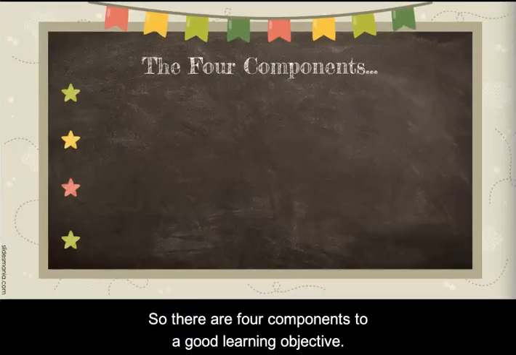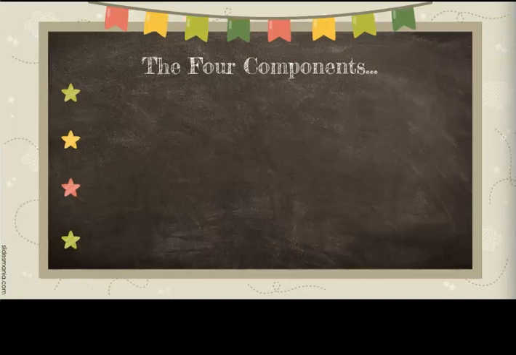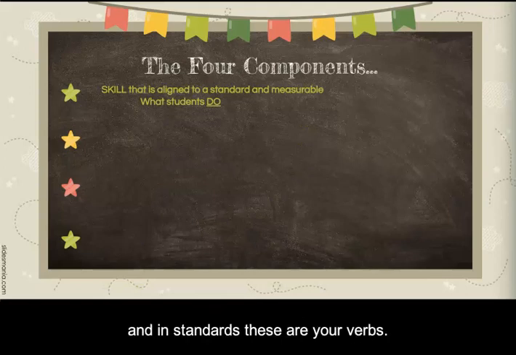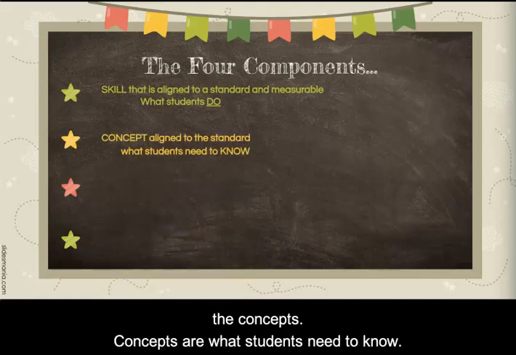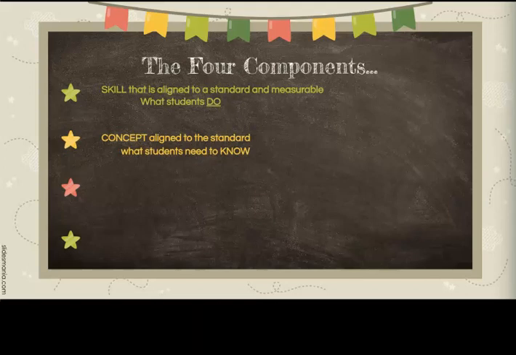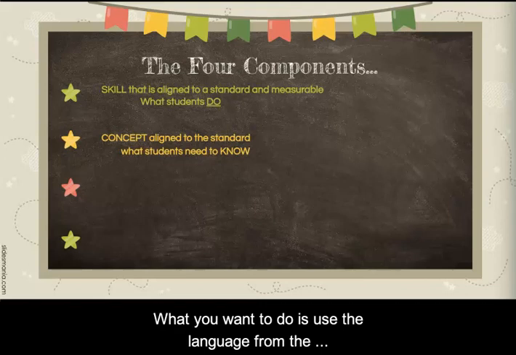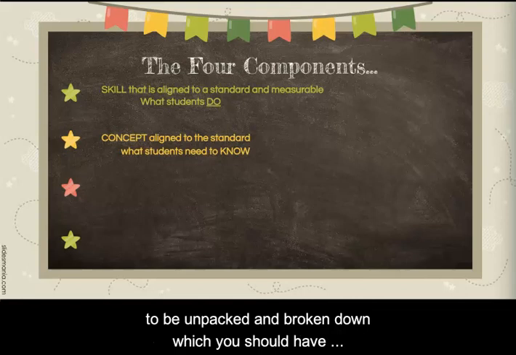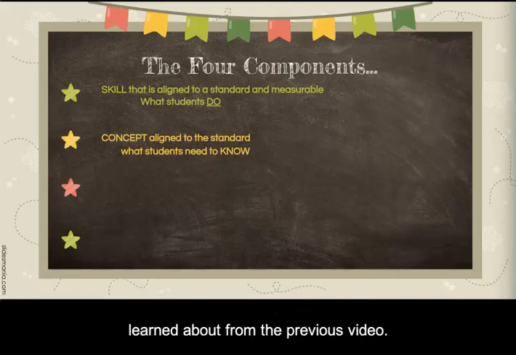So there are 4 components to a good learning objective. First, the skills. This is the level of cognition, and in standards, these are your verbs. Second, the concepts. Concepts are what students need to know. In standards, these are your nouns and adjectives. What you want to do is use the language from the standard for these components in your objective. In order to identify these components, standards need to be unpacked and broken down, which you should have learned about from the previous video.